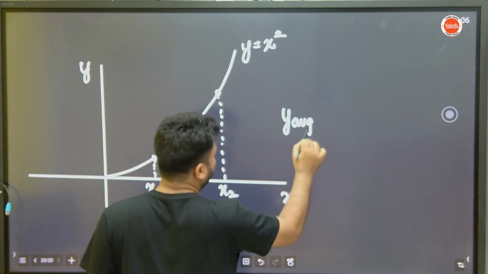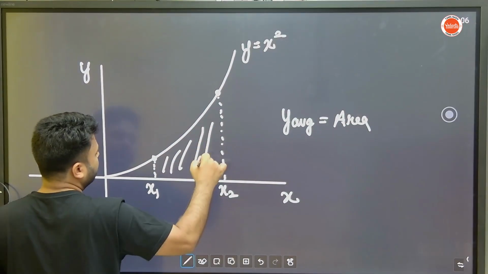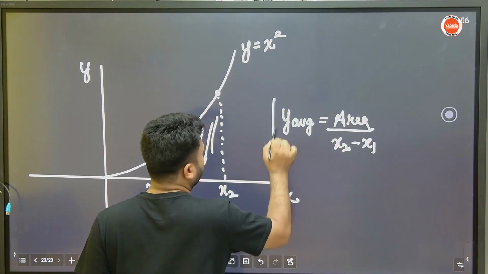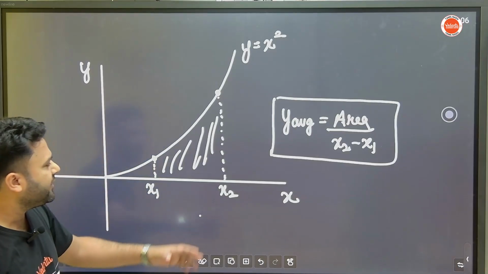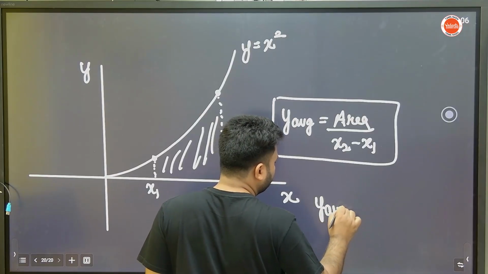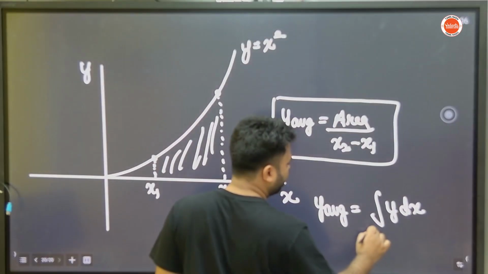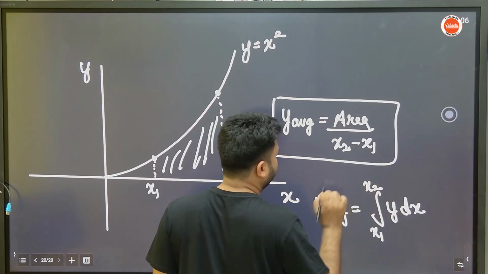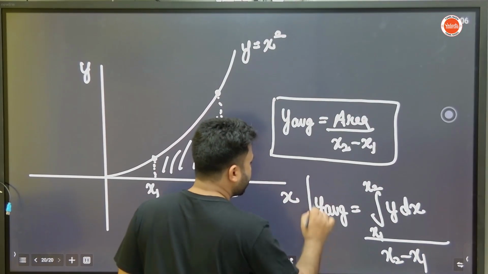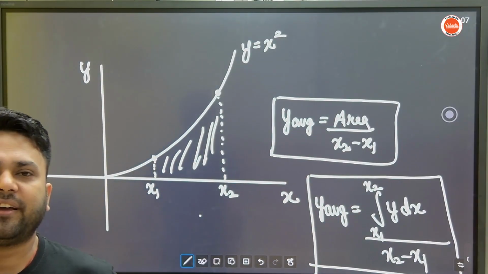So y average is calculated as the area under the graph. Area under the graph means this area, divided by x2 minus x1. This formula you have to remember. Area under the graph divided by x2 minus x1 means y average we can write. What was the area under the graph? Integration of y dx from x1 to x2. This was the area under the graph, divided by x2 minus x1. This is the y average value.